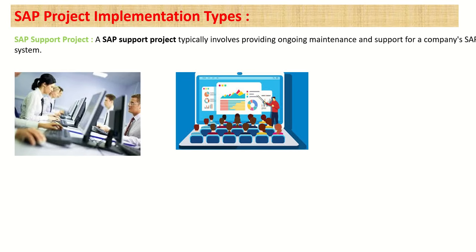Whenever you are joining any project, sometimes they will directly ask, we have an implementation project, so have you done any kind of end-to-end implementation? And sometimes the company may ask, we have only support projects, so are you interested in this? So we should know the difference between implementation, rollout, and support projects. Fine. So in this way, we are done with this session on SAP project implementation types. Thank you.